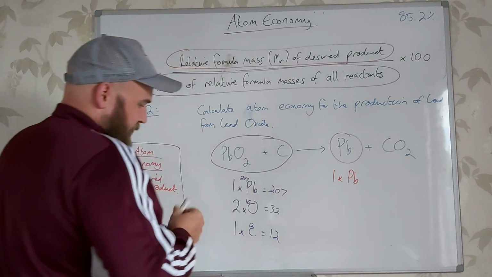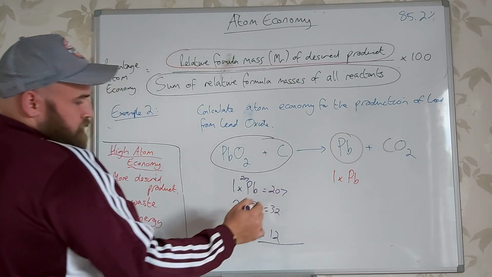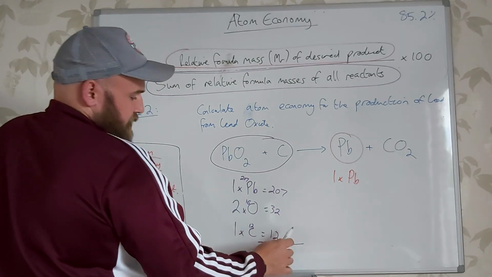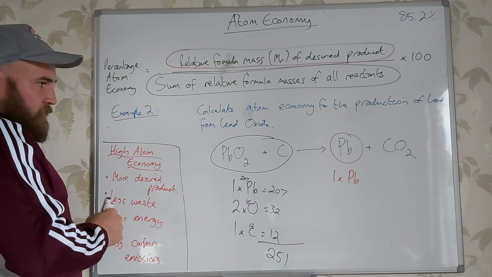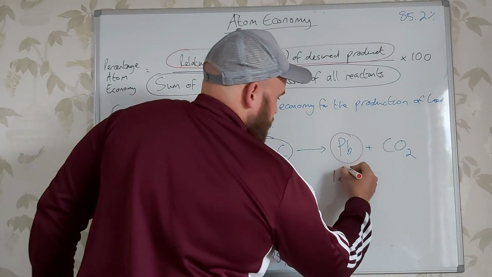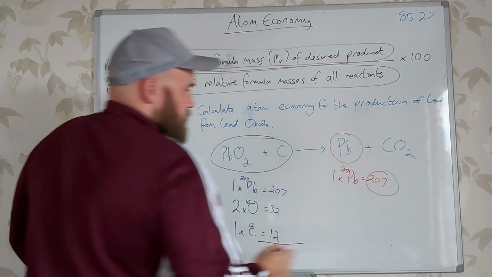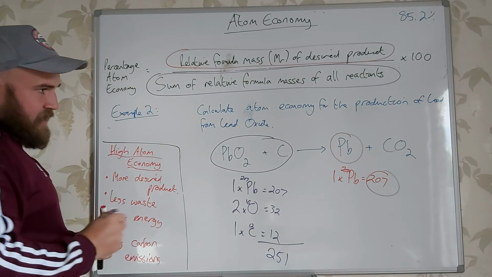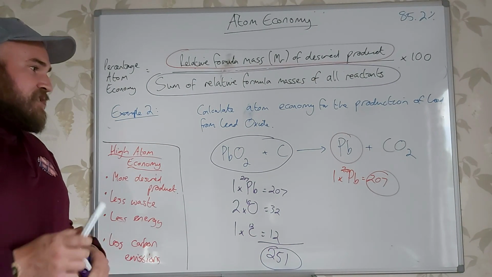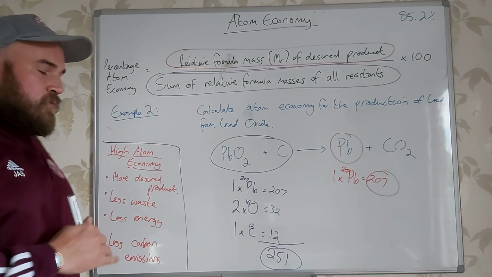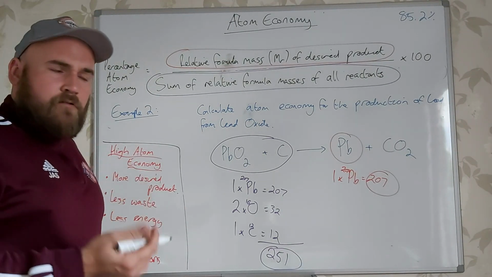And let's add them all together first. 239 plus 12 is 251. Okay. That's 251, and on this side, 207. Okay, so there's my red circle, and there's my purple circle. I can now go ahead and do the calculation. If you have made a mistake, as long as you've set out your calculation well, you will get error carried forward. So you can still get marks for getting the wrong answer.